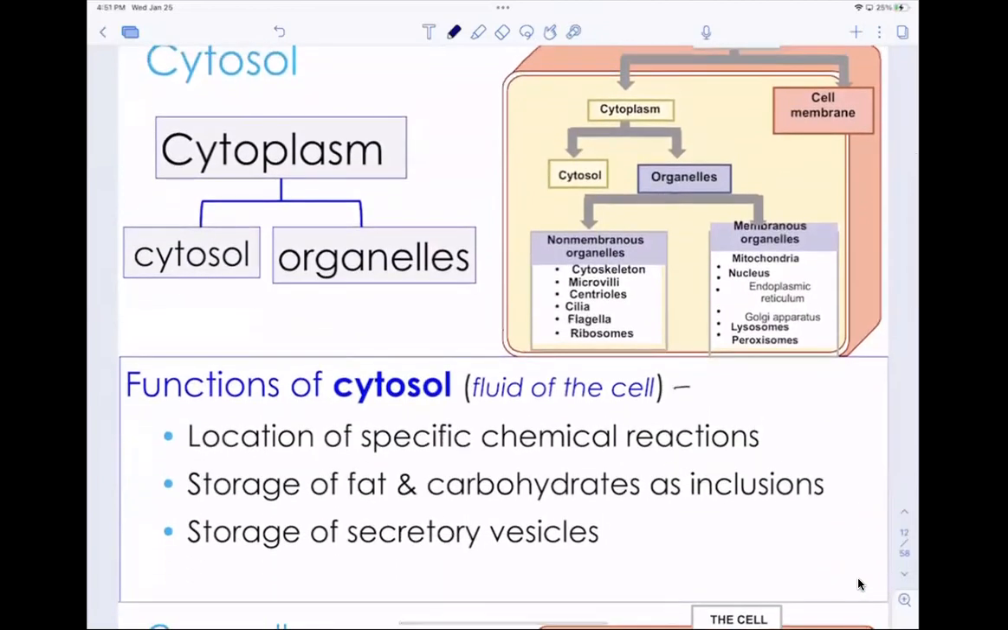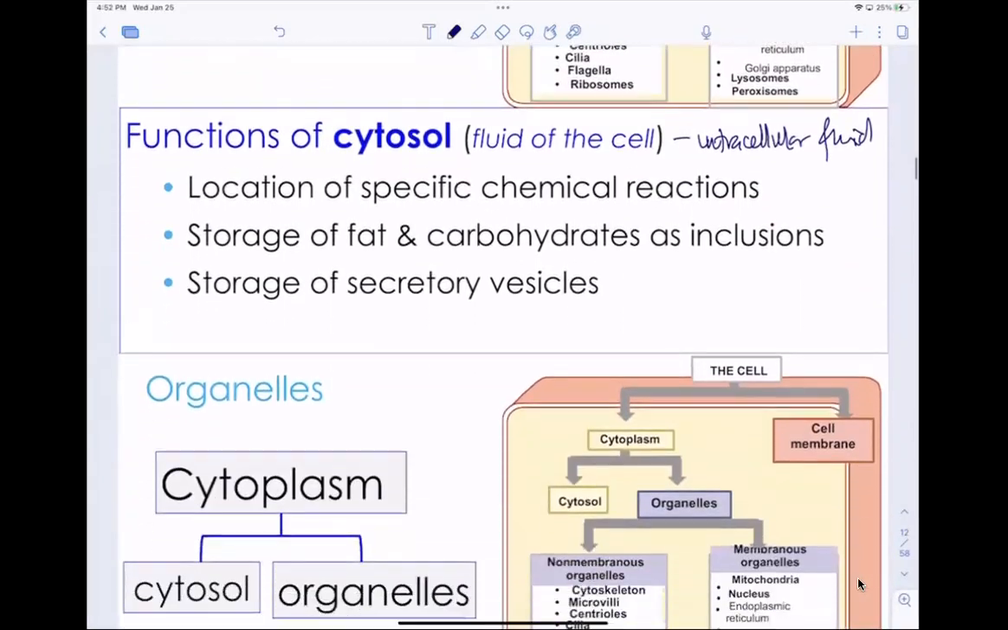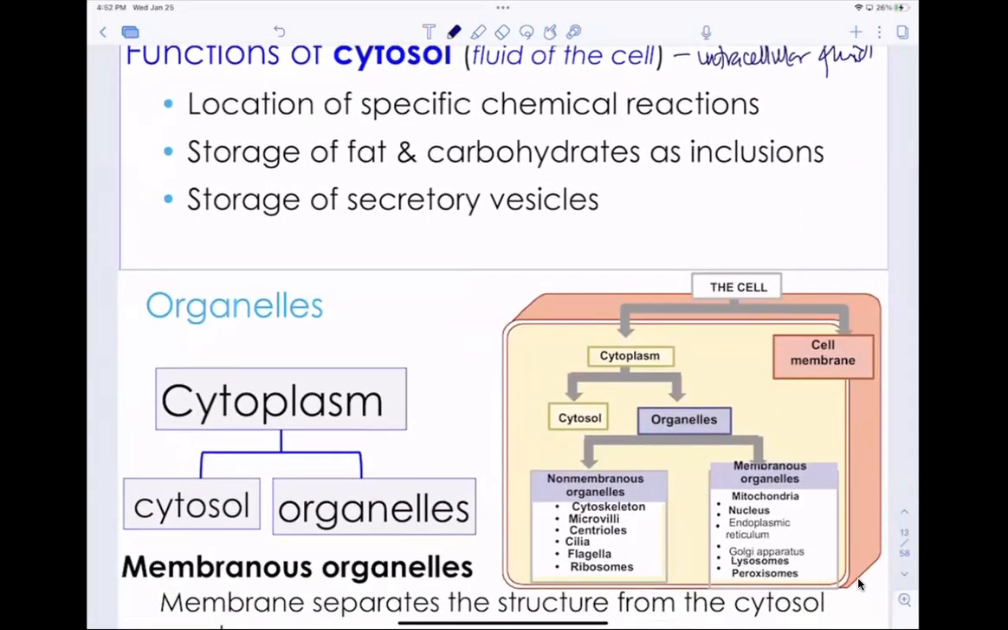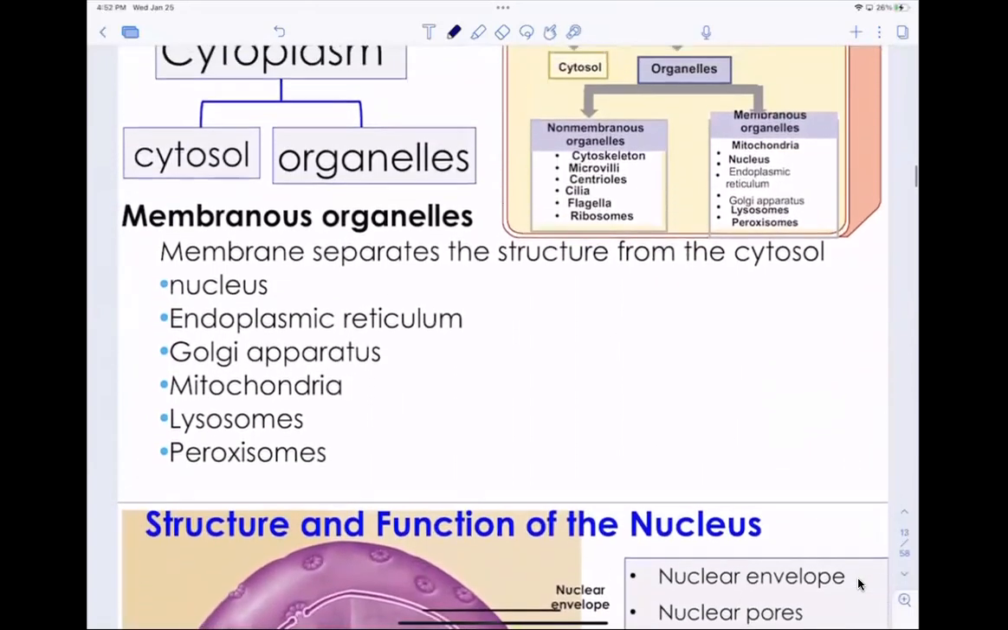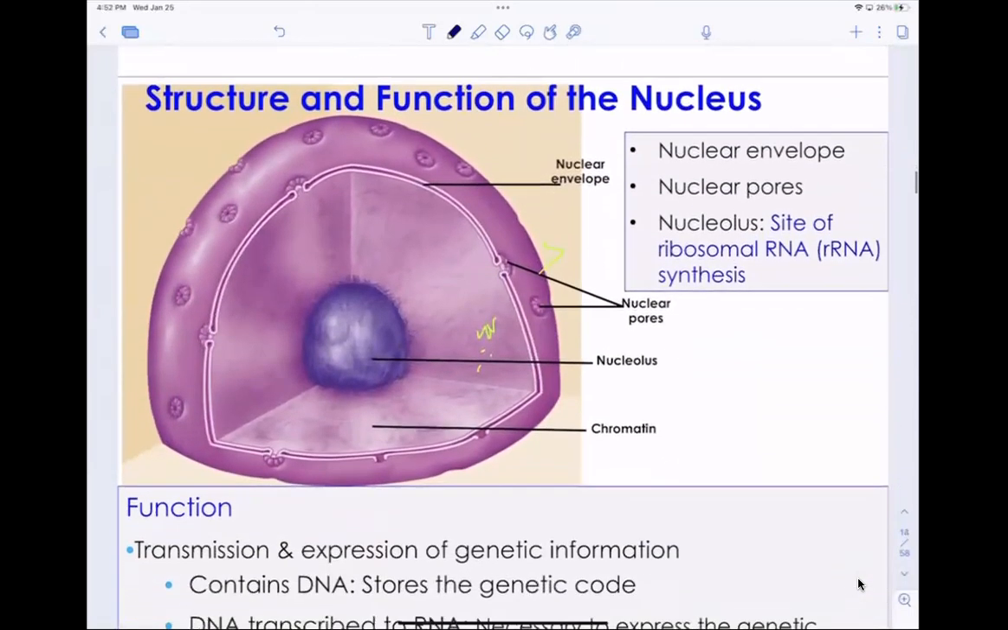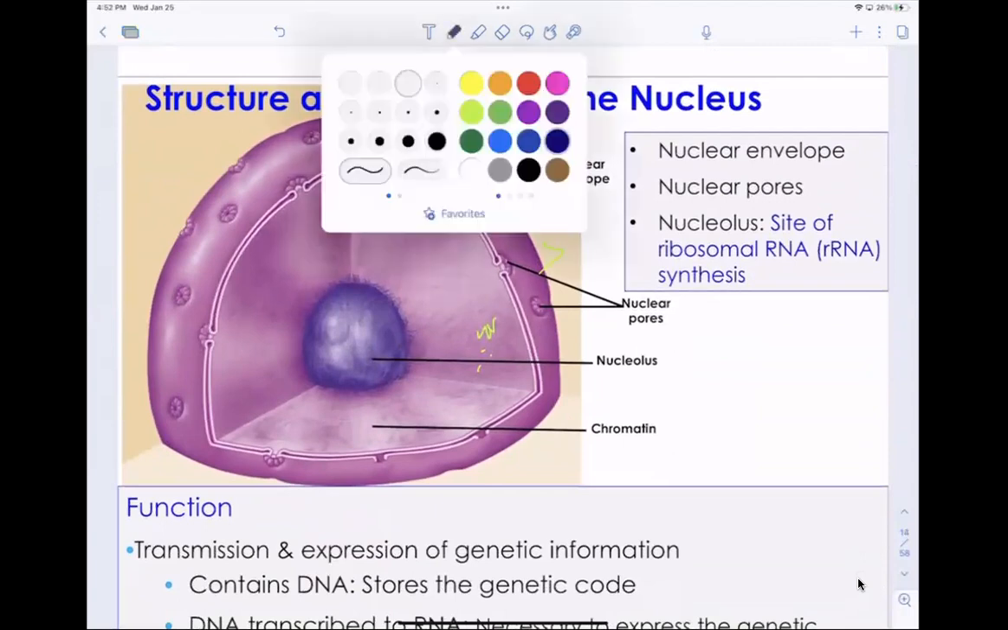Functions of the cytosol, this is intracellular fluid. This is where translation of proteins occurs. This is where glycolysis occurs. This is where you store glucose and triglycerides and secretory vesicles. So things are kind of happening or being stored in the cytosol. And then we get to the organelles. So membranous organelles. We'll start with the nucleus.